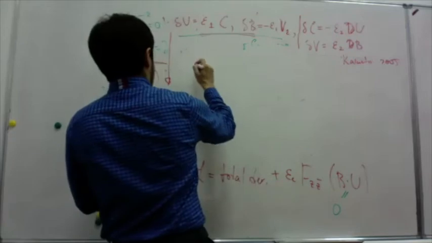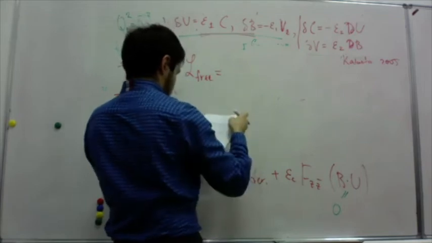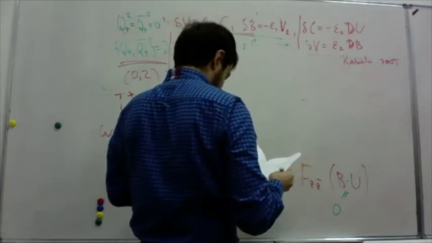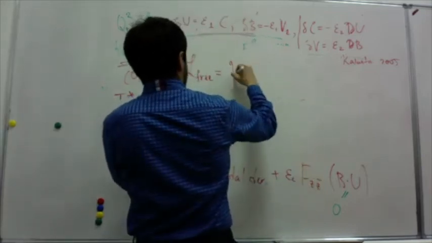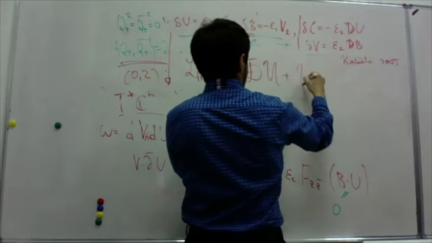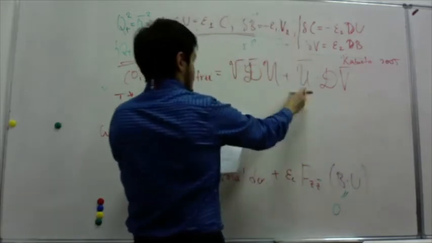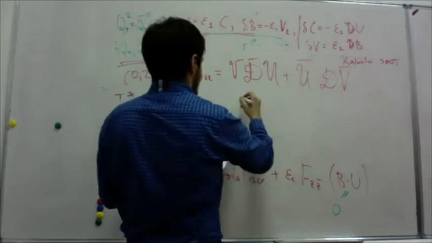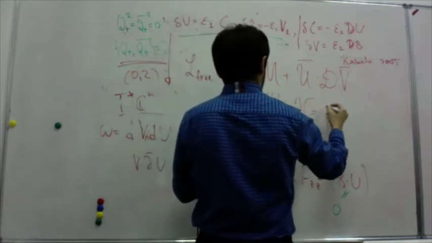So the L free piece is V free T times D bar U free T, U bar free T times D V bar. This guy. So U and V are these doublets constructed out of the fields. So U free T is UC, and V free T is VB.